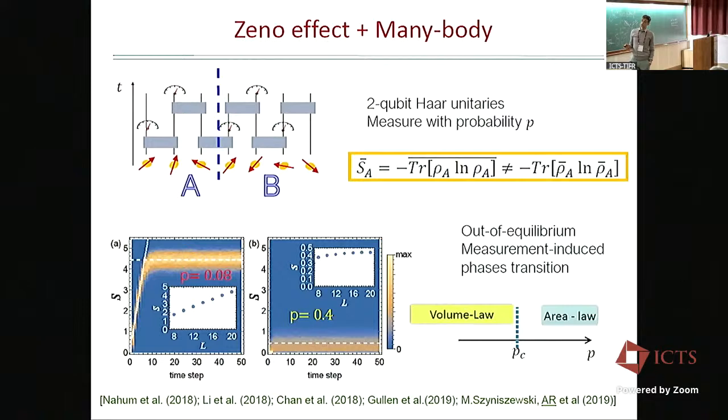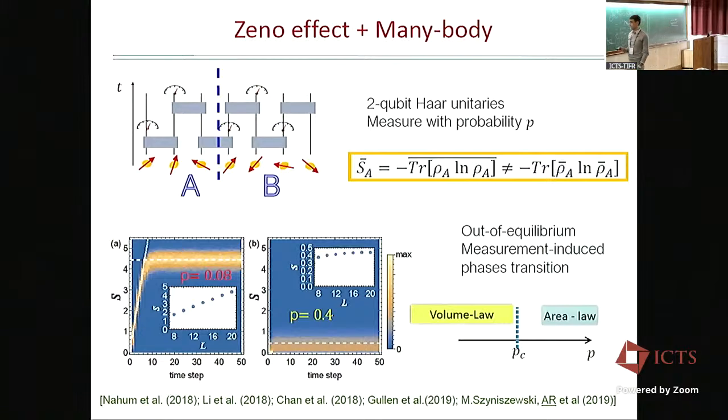What is important to notice is what happens to this steady state value when you change the size of the system. If the probability to perform the measurement is low, you see that the entanglement keeps growing linearly with the system size. What happens instead, if the probability of performing the measurement is higher, is that apart from finite size effects at small values, this saturates to a certain value and fails to grow with the system size. And that's what we refer to as area law.